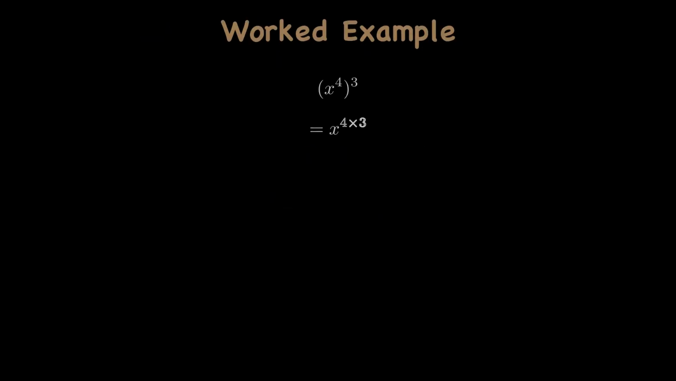Worked example. Simplify x to the power of 4, all cubed. Multiply the indices. 4 times 3 equals 12. The answer is x to the power of 12.